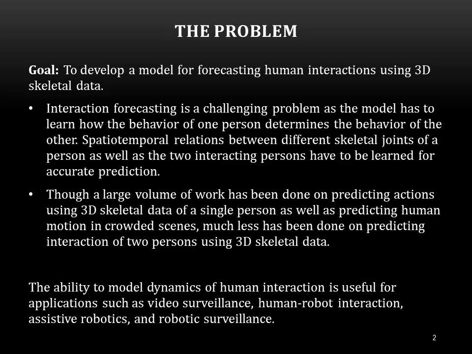The other challenge is, though a large volume of work has been done on predicting actions using 3D skeletal data of a single person, as well as predicting human motion in crowded scenes, much less has been done on predicting interaction for two persons using 3D skeletal data. This problem, if solved, is useful for applications such as video surveillance, human robot interaction, assistive robotics, and robotic surveillance.